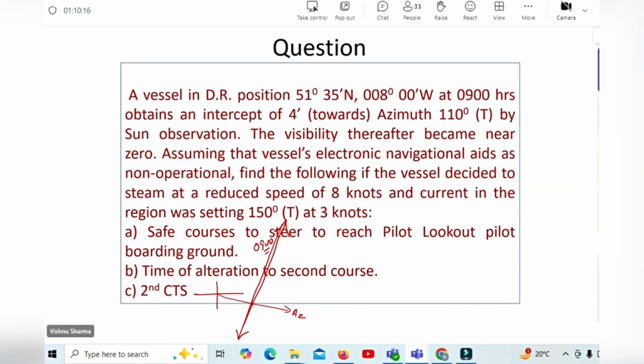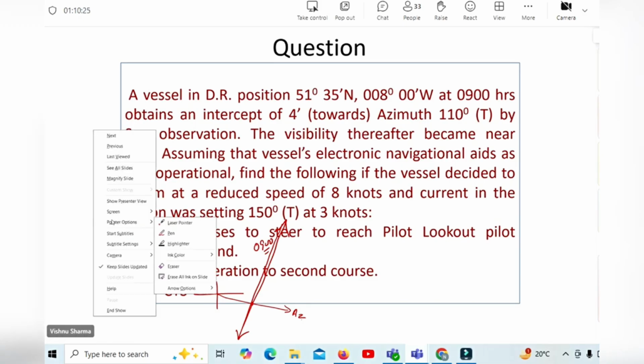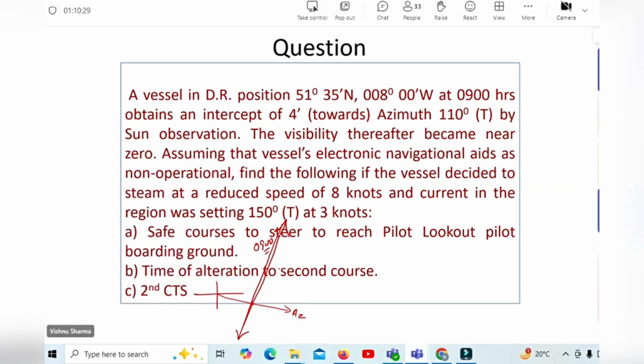From the point through which the PL has been drawn. Through which point has the PL been drawn? The PL has been drawn through ITP. Yes or no? Correct, beta? The PL has been drawn through ITP. Yes, sir. Right? Now, if you go to the chart, I'm just explaining it to you.